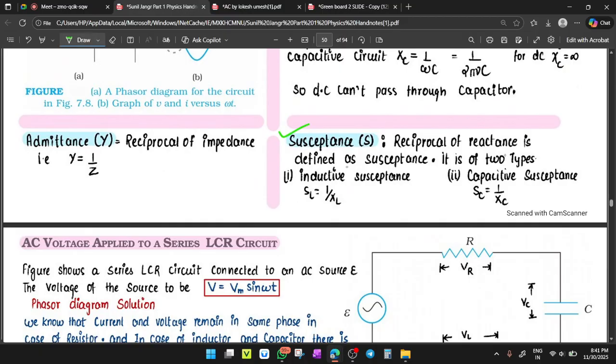So write the definition of the next term, susceptance. The reciprocal of a reactance is defined as susceptance. It is of two types. Inductive susceptance means susceptance for an inductor equals 1 upon XL. And what is XL? XL equals omega L. Fine. And the susceptance of a capacitor, SC, equals 1 upon XC. And you know 1 upon XC becomes omega C. Okay, so this is called capacitive susceptance.